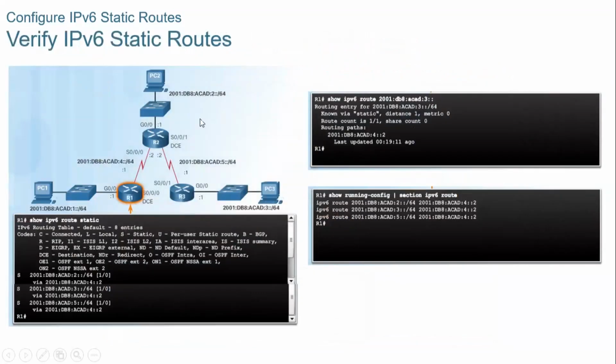Again, how do you verify your configuration? Show IP version 6 route, look at the routing table, look at the routing information to a specific IP address or network, and then look into the running configuration file.